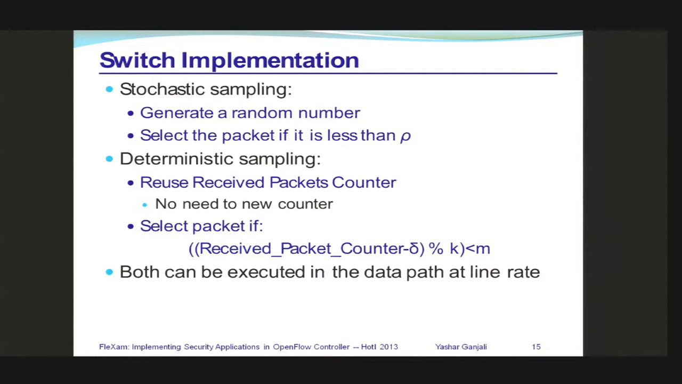On the switch side, there are minimum requirements. For stochastic sampling, it's just generating a random number and comparing it with a fixed number rho. For deterministic sampling, you don't need extra state and extra memory because OpenFlow comes with this received packet counter. For every flow, OpenFlow keeps track of the packets you have received already, and you can easily check to see if the packet belongs to the sampling scheme by taking this equation. You reduce delta, take the remainder by dividing by k, and if it's less than m, you sample it, otherwise not. So this is simple math. It doesn't require any extra state by the controller.